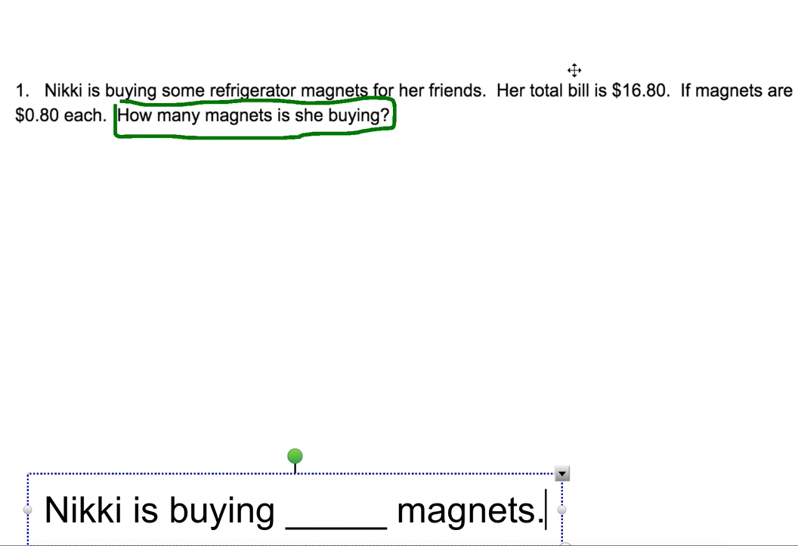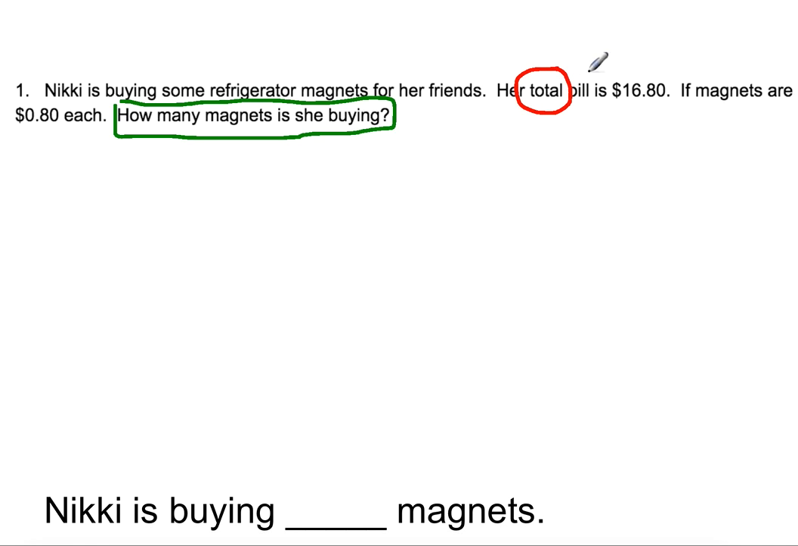Okay. For total bill, let's look for some words. Total would help me, because that's going to be my answer, or my bigger number. But the big one here is each. Each, that means 1 is going to be 80, 2 is going to be $1.60, and so on. So we've got to figure out how many will fit into that. So we're going to divide.